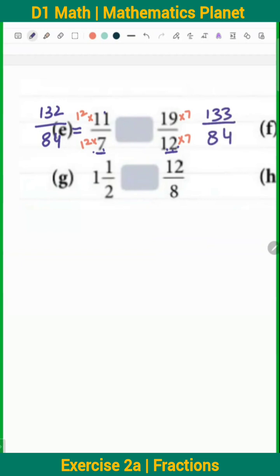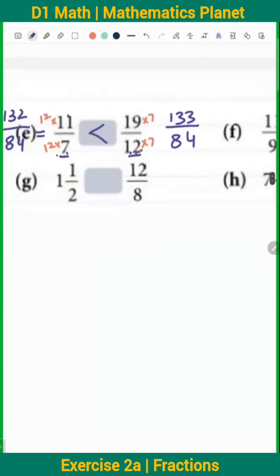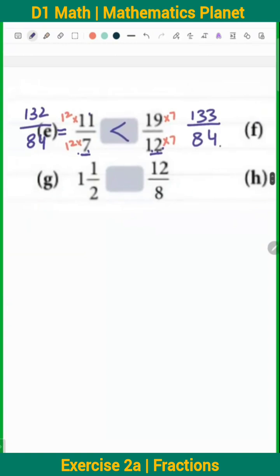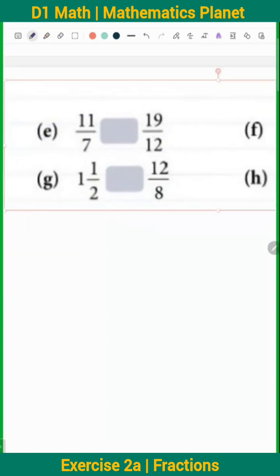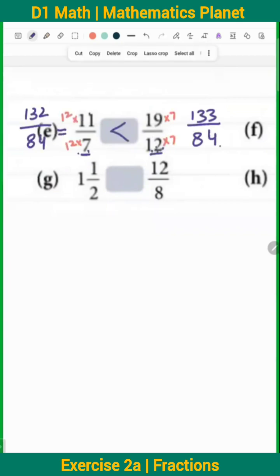Now which one is greater? 19 upon 12. Miss, 133. Very good. 133 over 84. You are not going to say 133 over 84. You are going to say 19 by 12 is greater. This is the working that we are doing, but actually 19 by 12 is greater than 11 by 7.